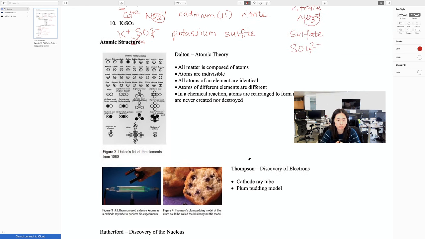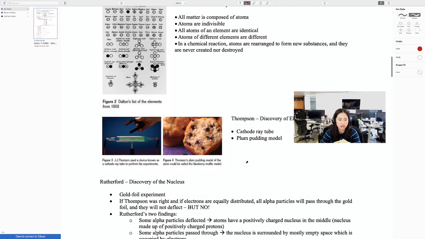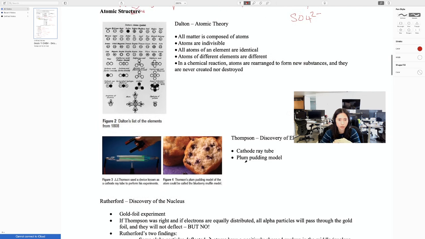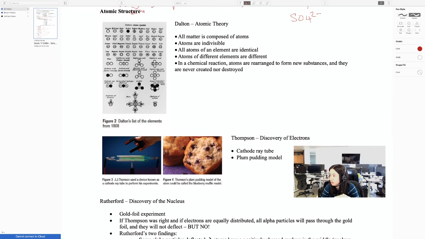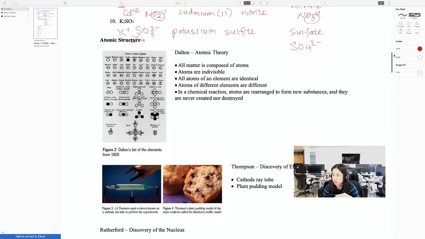Okay, so moving on to the theory. We're just going to be covering 3 scientists for now. Okay, so the whole atomic structure really began with Dalton. So Dalton was one of the scientists who really introduced the atomic theory. So what he said was that all matter is composed of atoms. So there's only 5 main things that you have to remember based on his theory.